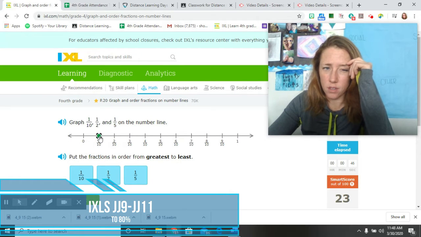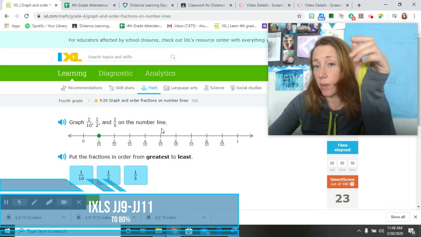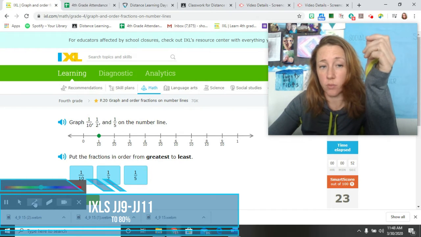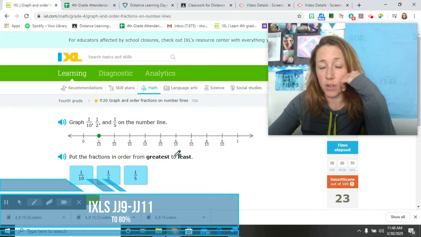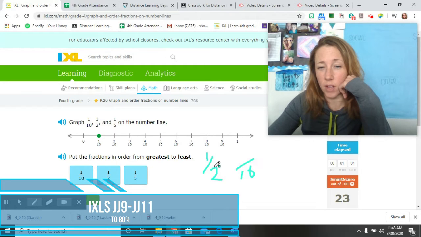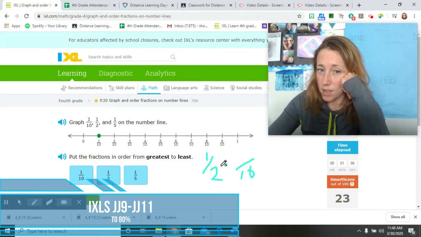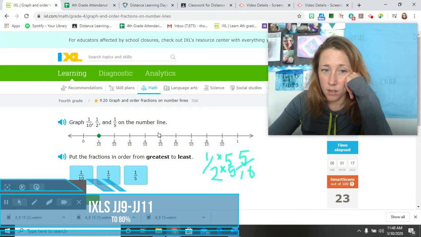Graph 1/10, 1/2, and 1/5 on the number line. This is where I'm going to have to convert some fractions. So I'm going to figure out 1/2 is how many tenths. So remember the way I do that is I figure out, okay, 2 times what gets me to 10? I'm sorry, this is so sloppy, and it's times 5, right? So whatever I do to the denominator, I have to do to the numerator, so I have 5/10. So I'm going to put a dot on 5/10.